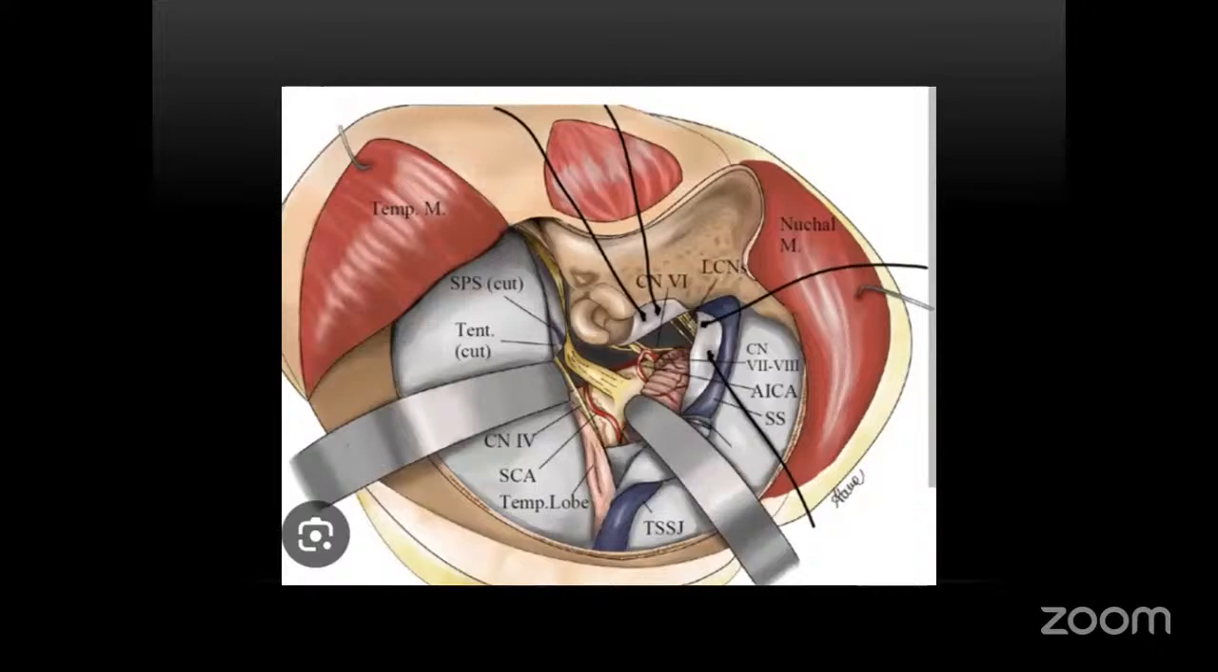This is another view of the whole view, where we have cut down all structures, and we are seeing the level of the brainstem, the lower cranial nerves, that is the 7th, 8th complex, the 5th nerve and the 4th nerve. So when we are approaching the medulla oblongata, our target will be the lower cranial nerves. Am I right?